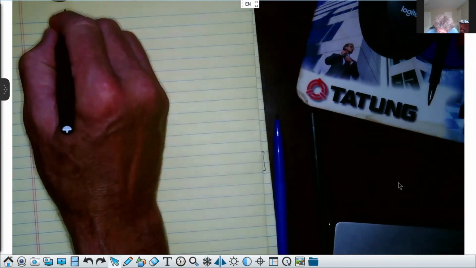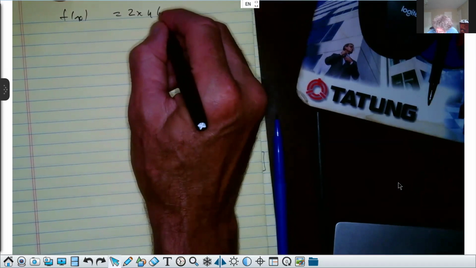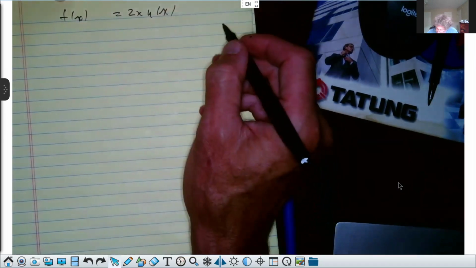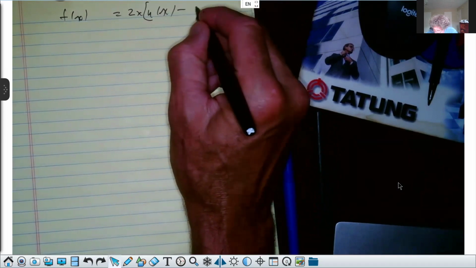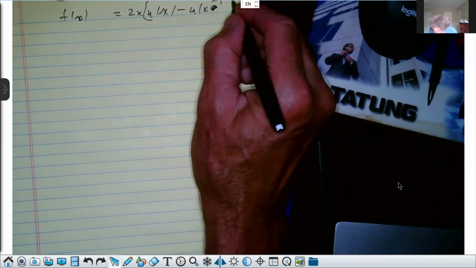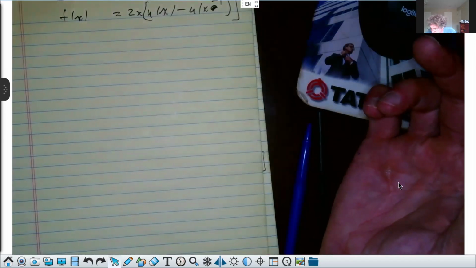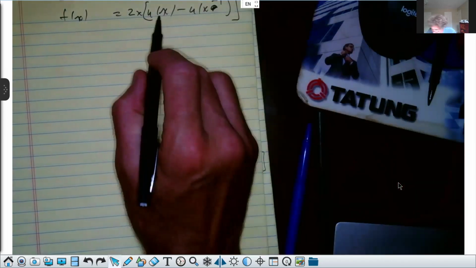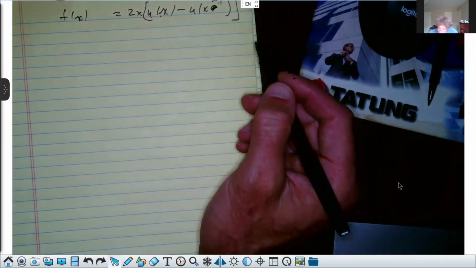Sure. We had f of x equal to 2x u of x, right? Well, actually, sorry, it's going to be u of x minus u of x minus 1, right? It only is non-zero for 0 to 1. So you need these two u of x functions. This one turns it off, this one turns it on. What about the other one?